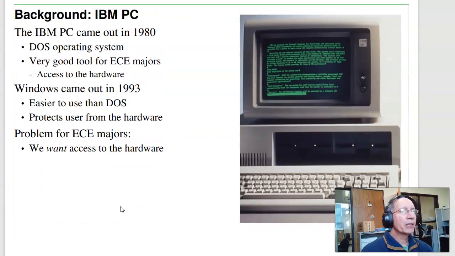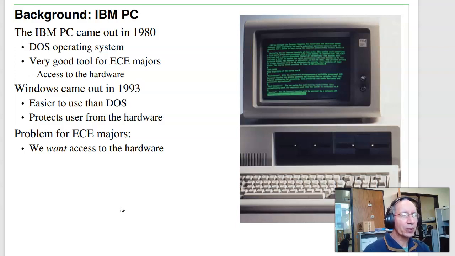A little bit of background on this course. Now, we're going to be using a Raspberry Pi Pico. That's a microcontroller that just came out. Part of the origin of where that came from, back around 1980, the IBM PC came out. When the PC came out, it had an operating system called DOS, Disk Operating System. That was a very good operating system for electrical computer engineering majors because it gave you complete access to the hardware, and that's what we like.